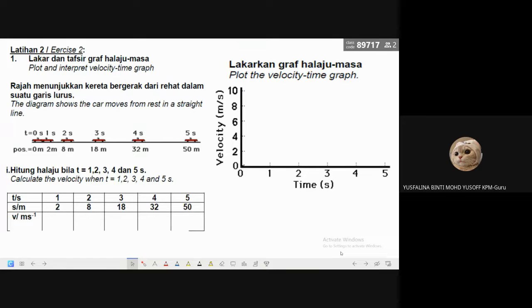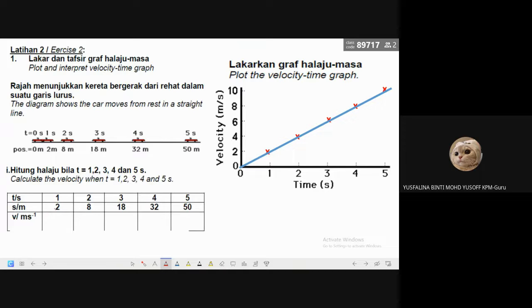Okay, so for number 1, it says here plot and interpret the velocity time graph. Just now we saw displacement against time. Now we will do the velocity against time graph. It says the diagram shows the car moves from rest in a straight line. They ask you to find the velocity when t equals 1, 2, 3, 4, and 5. They give you the displacement and also the time. So what you have to do is just divide, because v equals s over t, right?